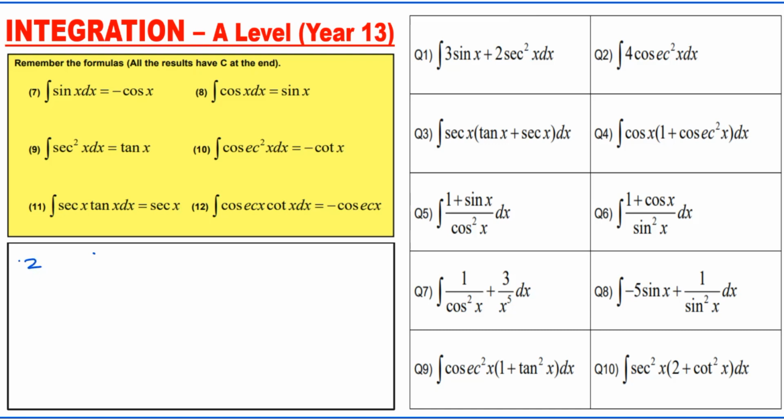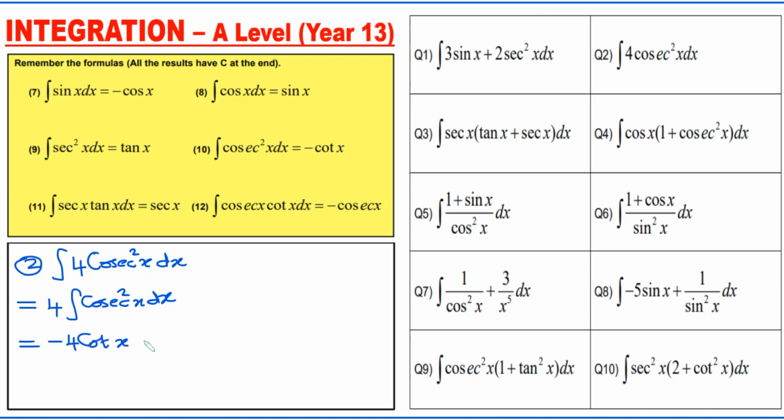Question number 2. Integrating 4 cosec squared x dx. So take the 4 out. Integration of cosec squared x dx, you have a ready-made formula waiting for you, that is minus cot x. So minus 4 cot x plus c. That is the answer for question number 2. Now let's move on to question number 3.